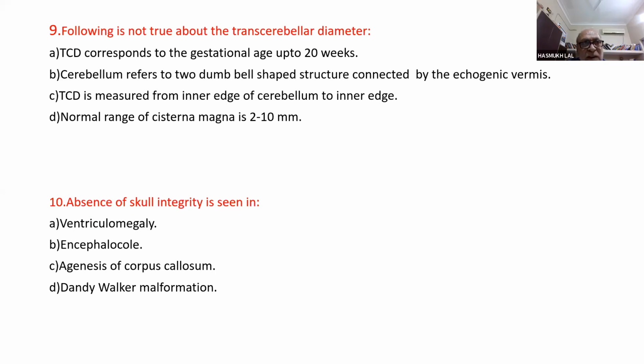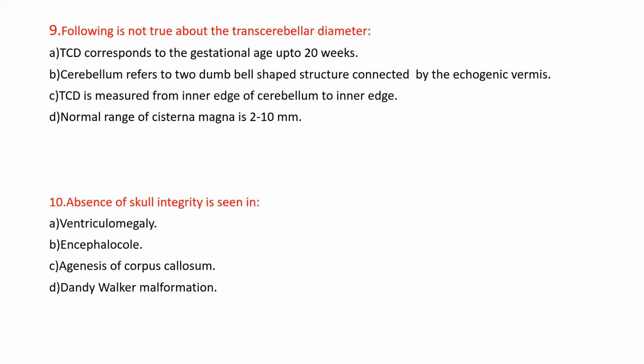Number 9, which of the following is not true about the transcerebellar diameter? The exception is what we don't measure. We measure from outer to outer, and therefore C is the correct answer. TCD measured from inner to inner will be incorrect. So C is the wrong statement, and that is the exception.